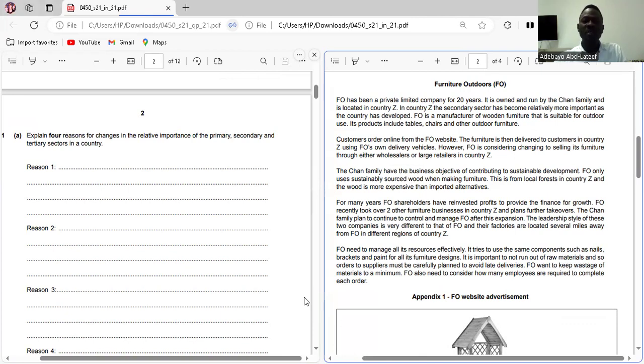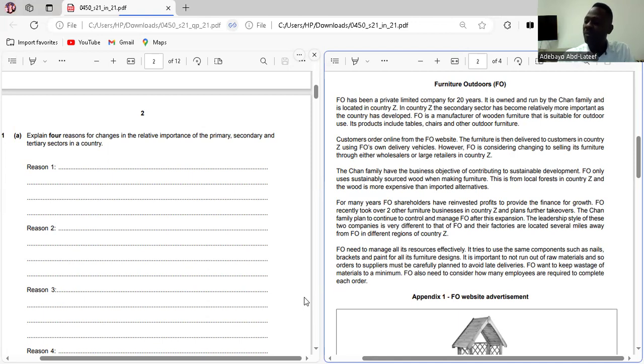So we talk about changes in the relative importance of the primary, secondary, and tertiary sectors. Basically, we're talking about how the primary sector increases and decreases over time, how the secondary sector increases or decreases over time, and how the tertiary sector increases or decreases over time. That is changes in the sectors of the economy.